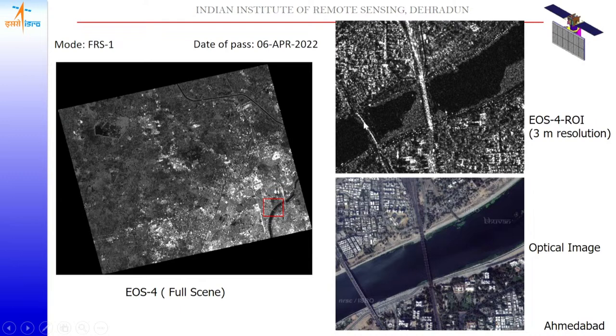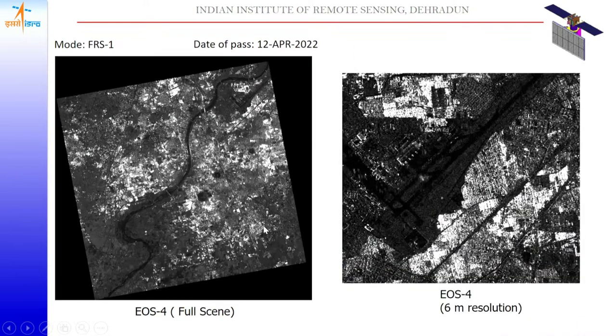This bridge, how it is appearing, and you can see the urban settlements in the SAR image, and this is in the optical image.